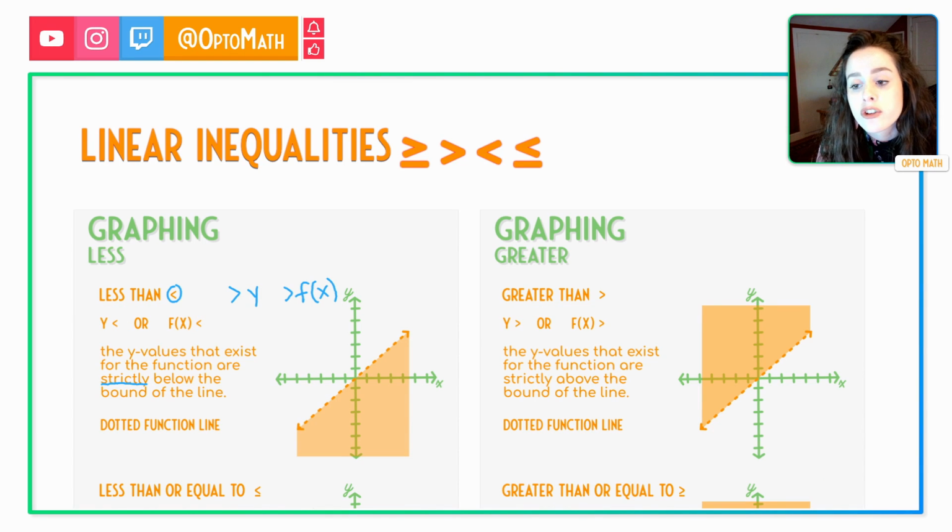Now let's look at greater than. So the greater than symbol looks like an opening to the left, and how that would change if your y or f of x was on the right is it would be the same idea where it swaps. So it could look like this or this. So the y values exist strictly above. So notice that a less than or greater than, they both have a dotted function line. But the greater than would be above and the less than would be below.